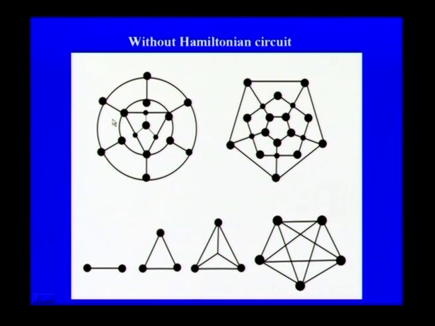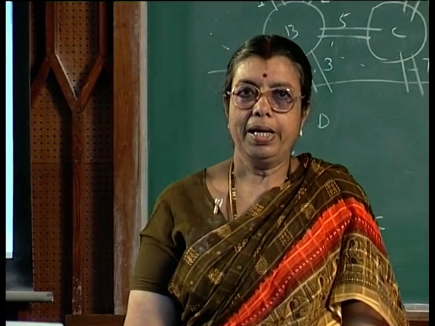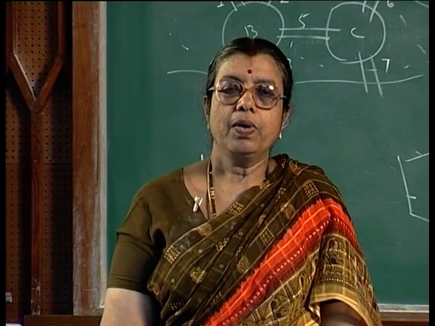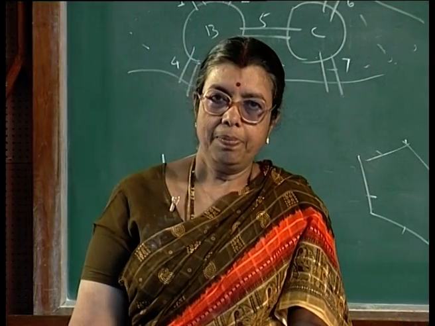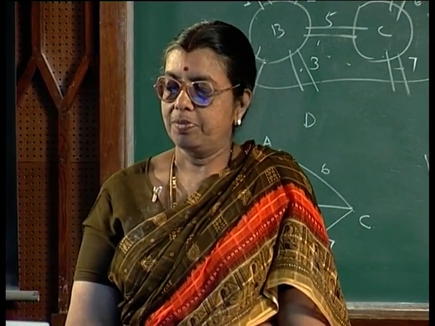It is easy to argue in some particular cases, but generally whether a graph has a Hamiltonian circuit or not is not very easy. It is one of the NP complete problems, what people call difficult problems. You cannot give a polynomial time deterministic algorithm for solving such problems.